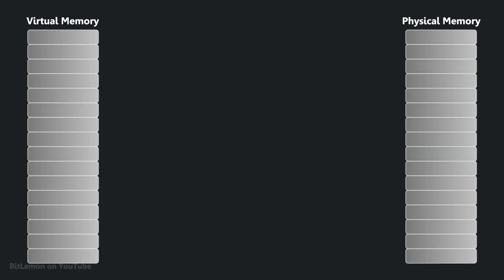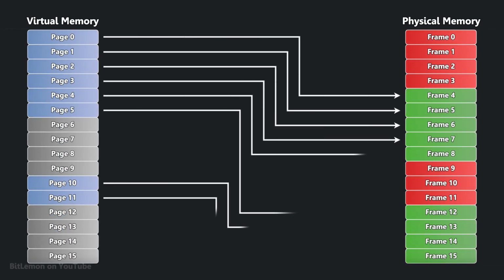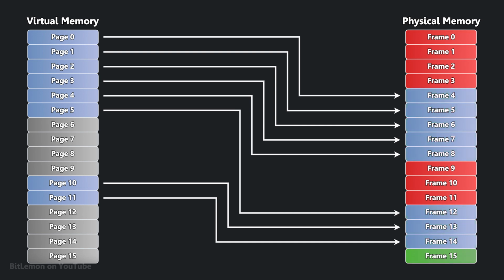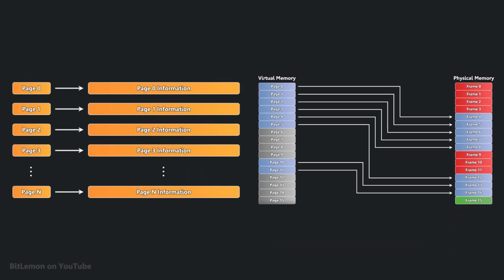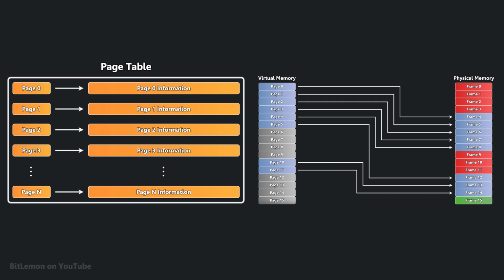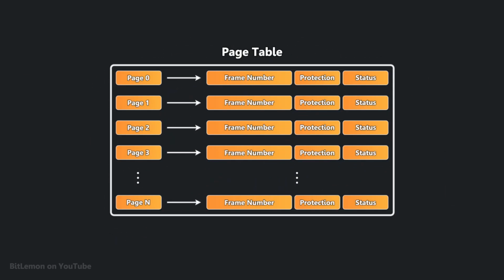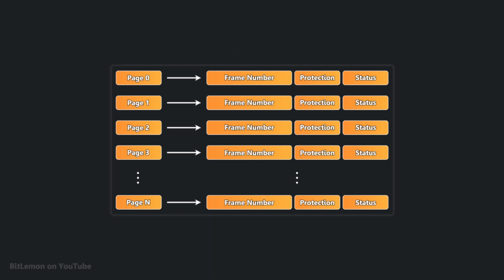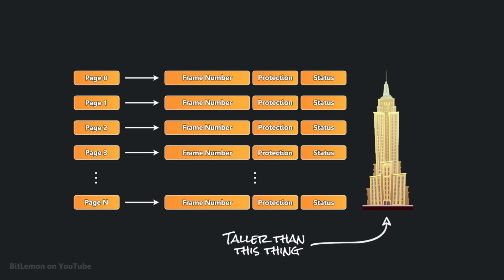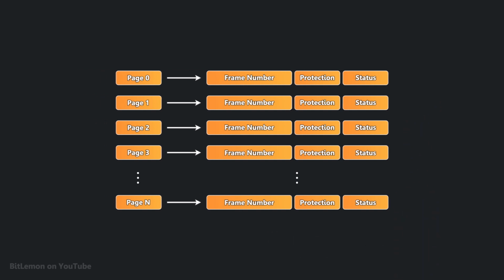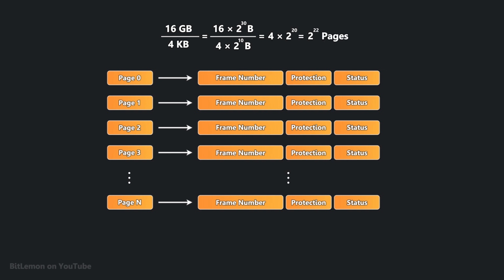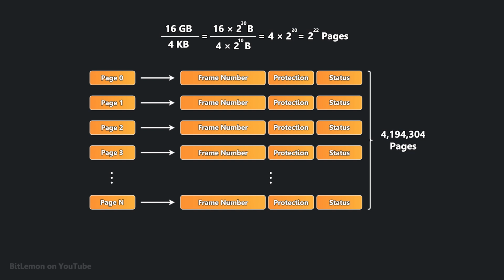As I explained in the previous video, pages in virtual memory are mapped to frames in physical memory. To do this, the operating system uses a special data structure that holds information for each page. This data structure is called a page table. Every page table entry includes the physical address of that page in RAM and some additional data we will discuss later in the video. The number of entries in a single page table can be huge. For example, if the virtual memory space has a capacity of 16 gigabytes and the page size is 4 kilobytes, then the total number of pages in the system would be 2 to the power of 22, which requires a page table with almost 4.2 million entries.